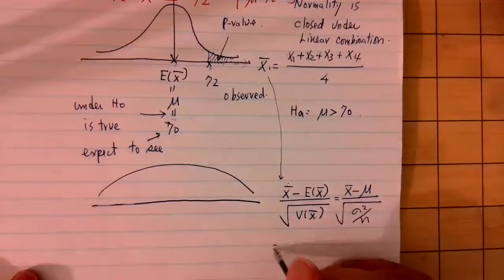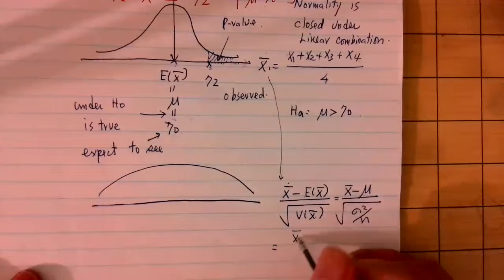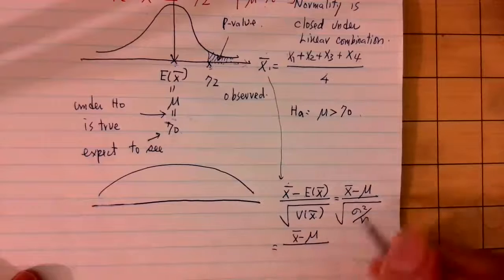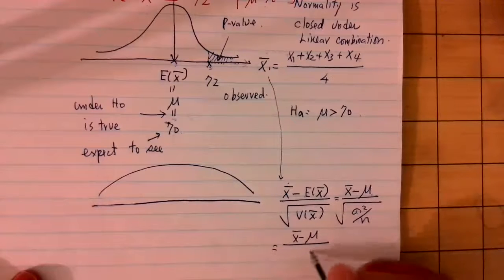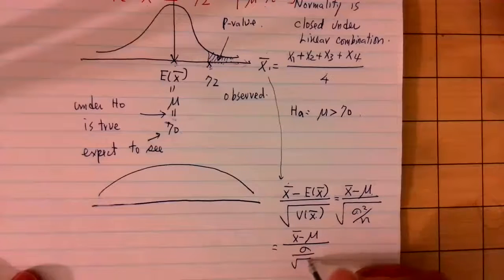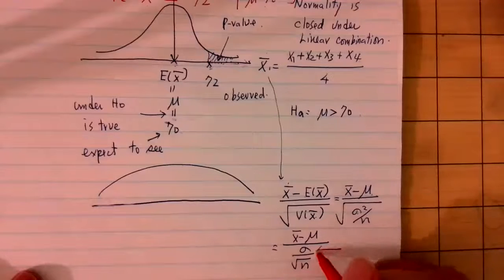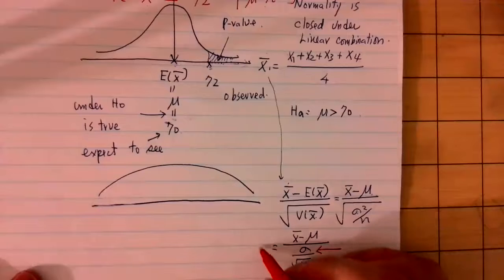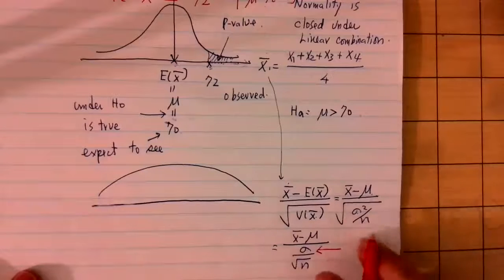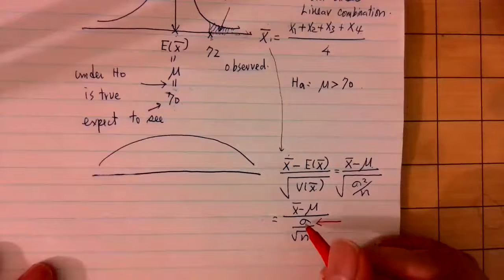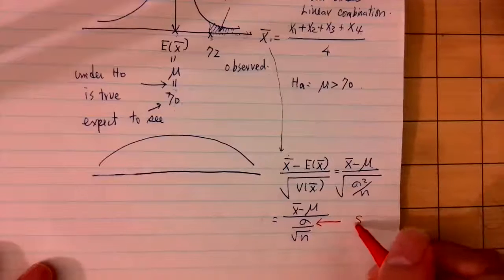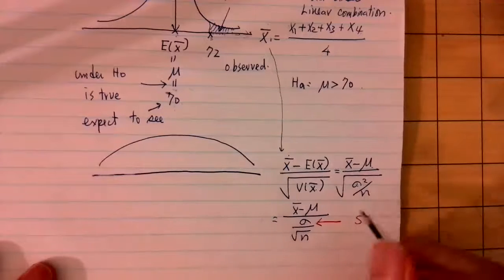Now, we can further simplify: X bar minus mu, divided by sigma over square root n. However, we don't know sigma, it's unknown. If we knew it, this would be z. It's called one sample z. But in this case, we don't know sigma. We have to estimate it by the sample standard deviation.